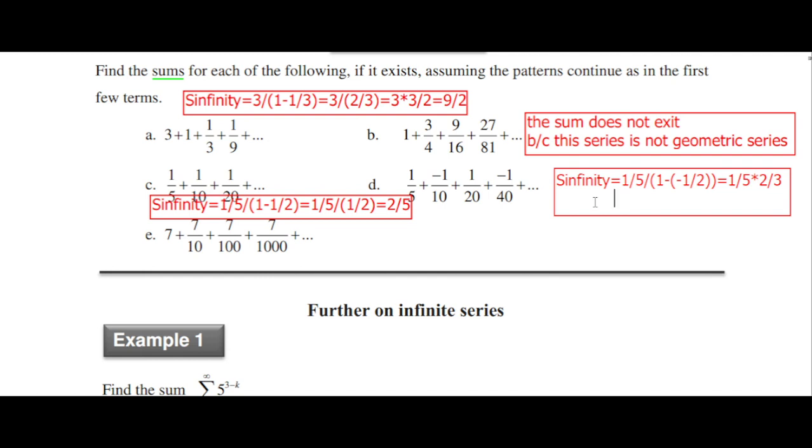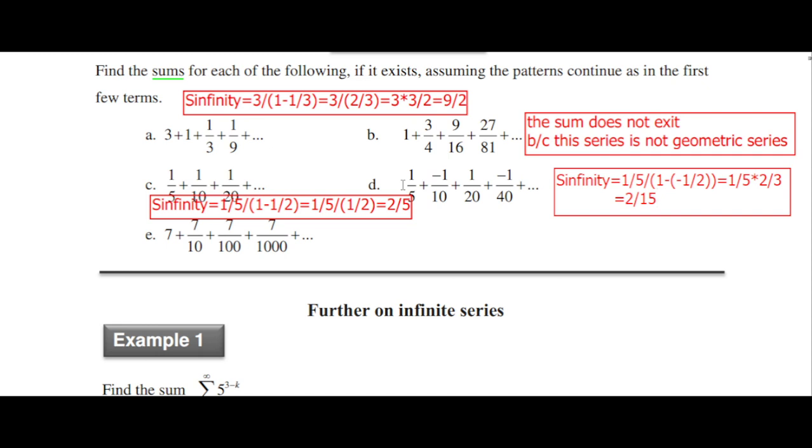This is equal to 1 over 5 divided by 3 over 2, and the reciprocal of 3 over 2 is 2 over 3. 1 over 5 times 2 over 3, 1 times 2 is 2 over 15. So 2 over 15 is the sum for question D. Let's go to question E.